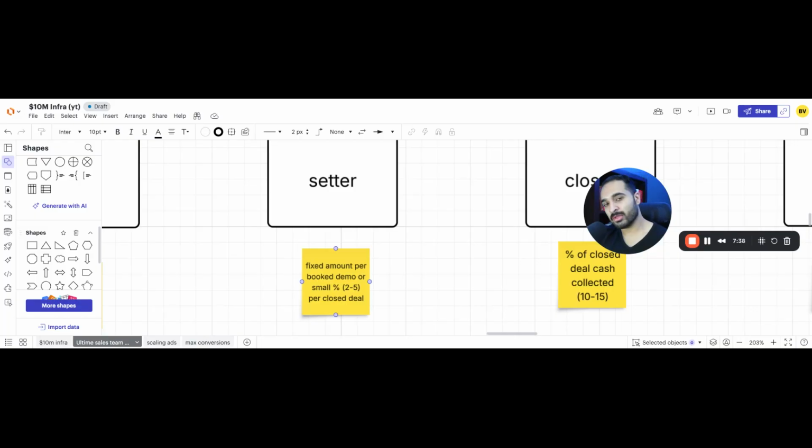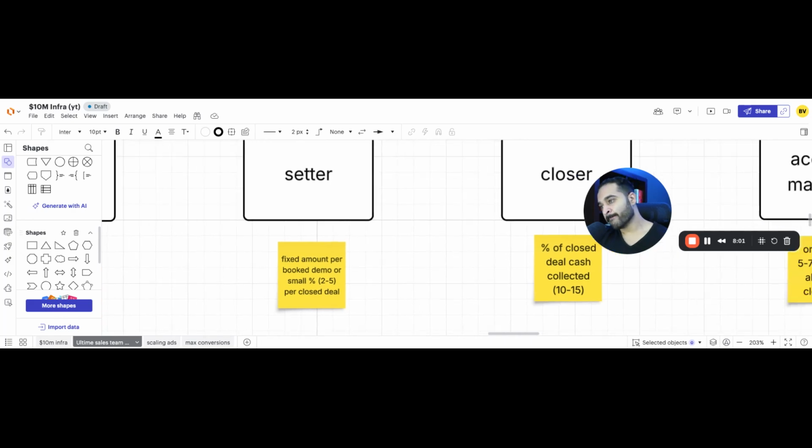The way a setter would think is, okay, I need to book 4 appointments today. They all need to show up, and I'll make $50 per appointment. I'll make $200 a day. I'm making a G note a week, right? So on and so forth. Or if the offer is big enough, 5, 10, 20K, they know 5%, they'll make 500 per deal. So they need 3 or 4 deals to make two G's a month. I mean, 2 G's a week.